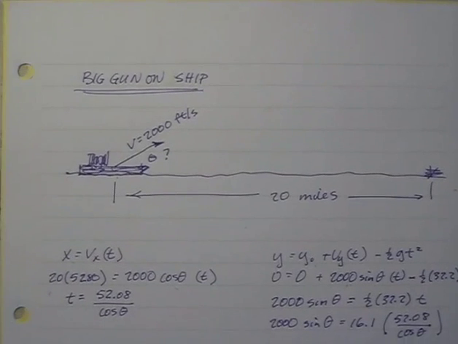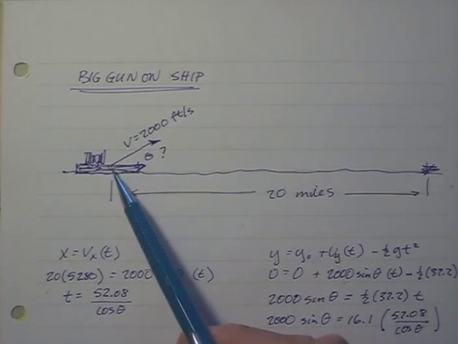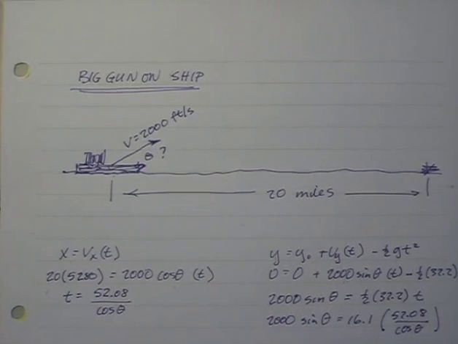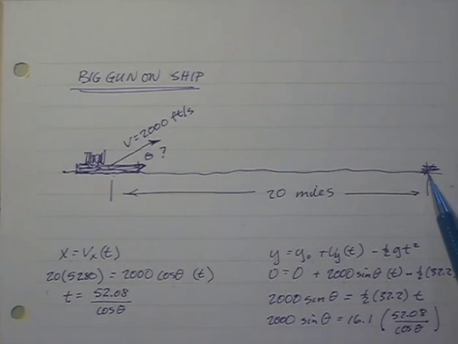You can see my work here, but let's imagine that we have a big gun on a ship that's firing a projectile a long distance away, and let's say that it can fire the projectile at 2,000 feet per second. We don't know what the angle is. He wants to hit his target 20 miles away, so he has to figure out what that angle is.